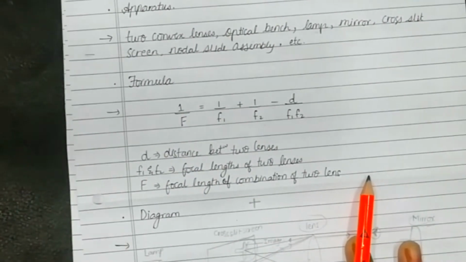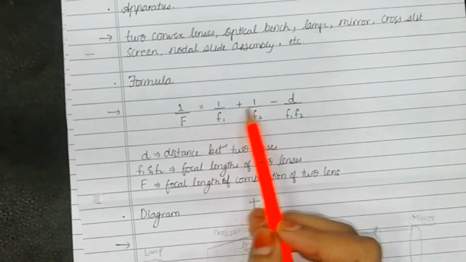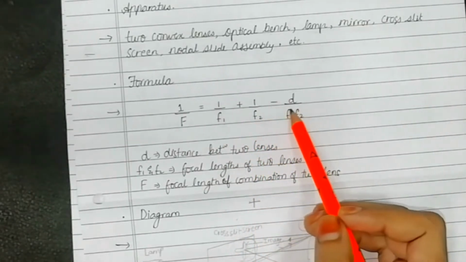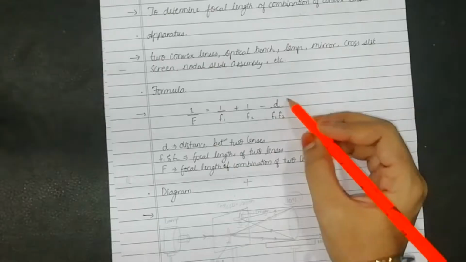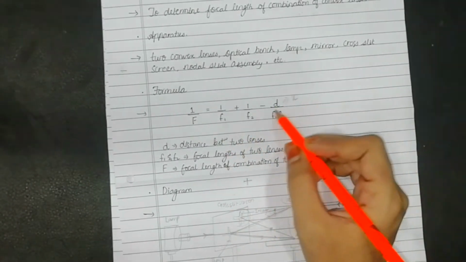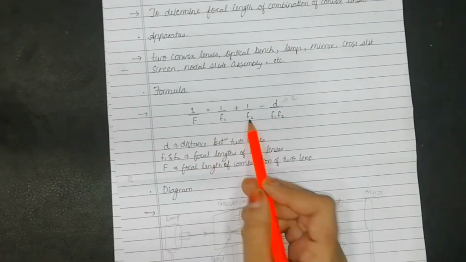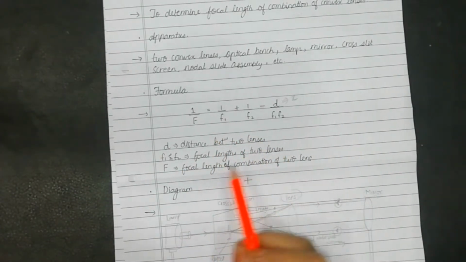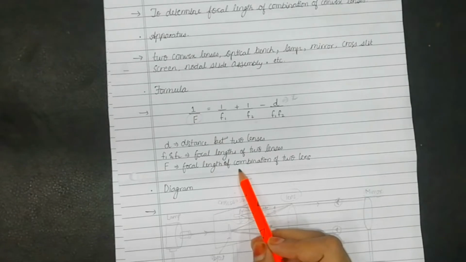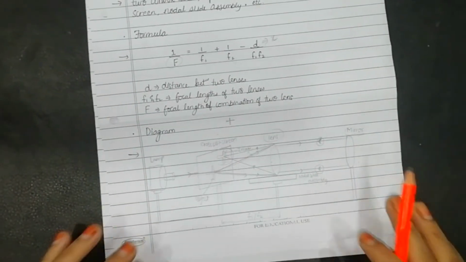The formula used for this experiment is 1/F = 1/f1 + 1/f2 - d/(f1 f2). In some books we also get x in place of d. Both of them mean the distance between the two lenses. f1 and f2 are the focal lengths of the two lenses, and capital F is the focal length of the combination of two lenses. So now we will see the diagrammatic representation.